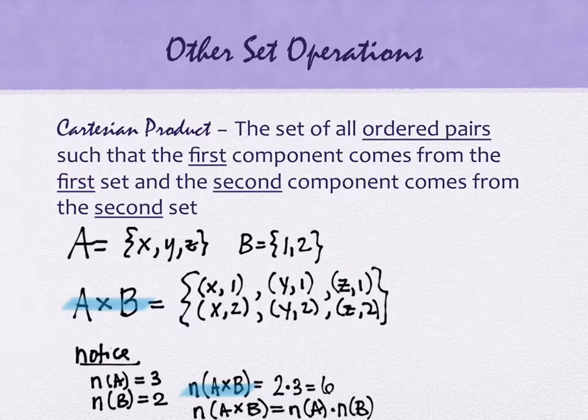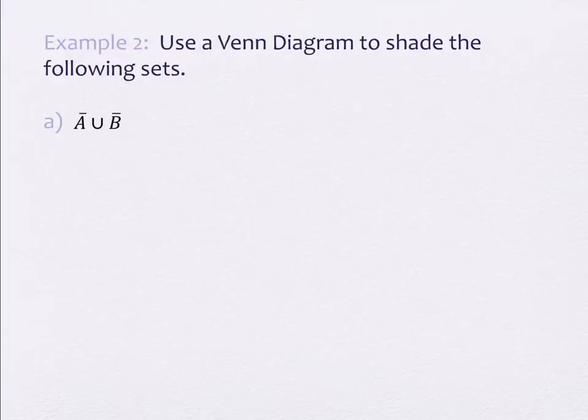Okay, so we've been working a bit more today with Venn diagrams, these visual pictures of logic arguments. And we're going to continue along that pattern and talk about how we would compare different operations together. So we're going to use a Venn diagram to shade the following sets.